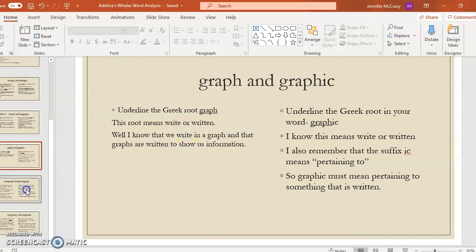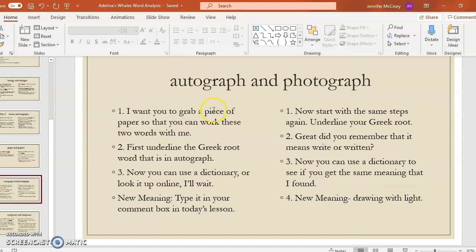So let's look at our next slide. We're still looking at graph, all right, and photograph. So our first one, I want you to help me along with this, okay? I want you to go ahead and grab a piece of paper so that you can work out these two words with me. All right, I'm going to give you a minute.